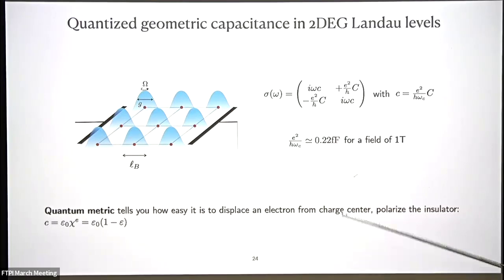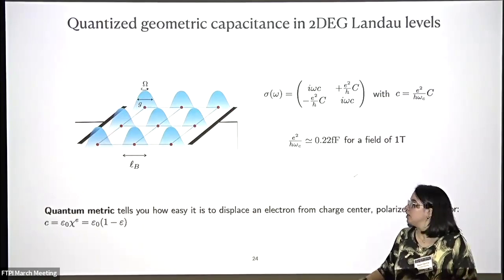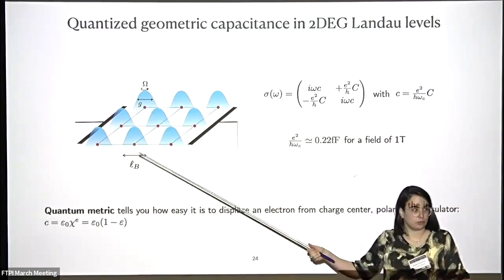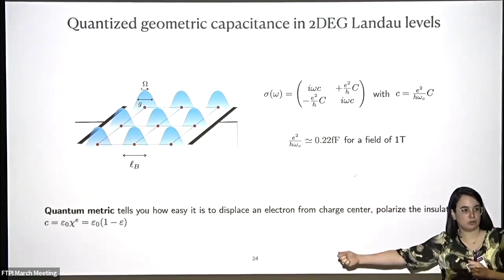So here, whether you are on the lattice or in a two-dimensional electron gas, your electrons will have some size associated with them. That's going to be the magnetic length, or on a lattice it can be the quantum metric that you compute. That will tell you something about how easy it is for electrons to go very far, like how much work you have to do to polarize your system and to displace the charges.